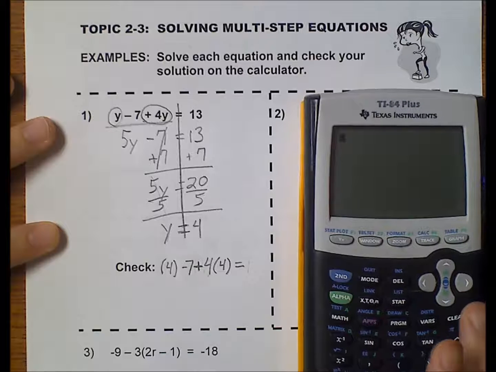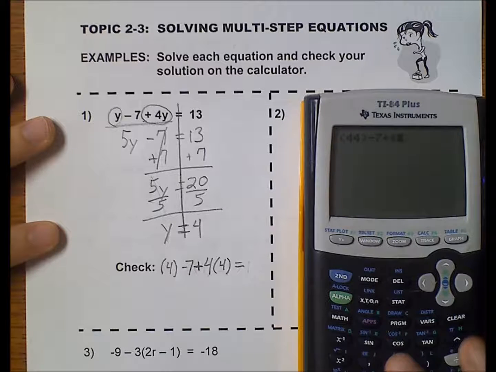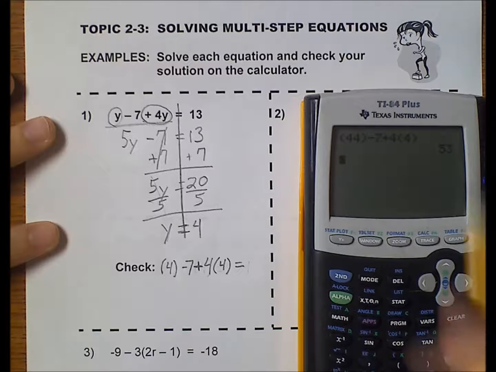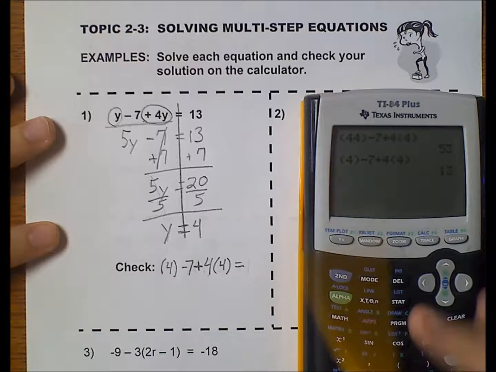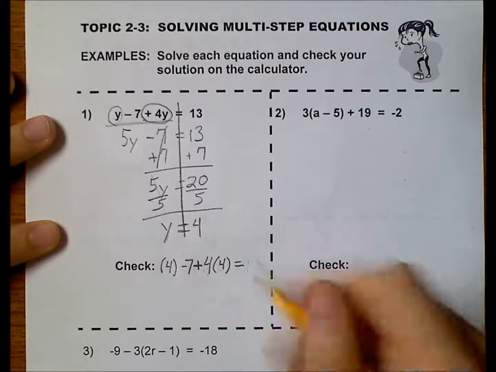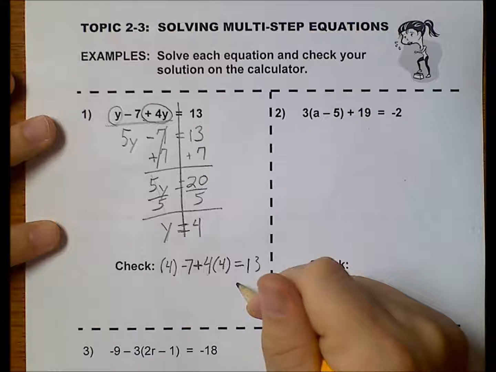And now, we're going to go ahead and solve this. So 4 minus 7 plus 4 times 4. See, I typed it in here wrong. I typed 2 4's. 4 minus 7 plus 4 times 4 equals 13. And so that checks out.